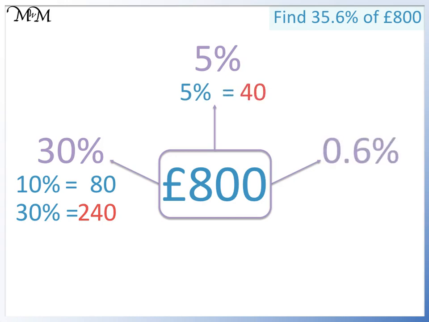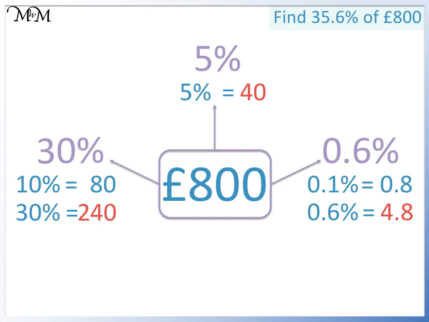Finally, we'll look at 0.6%. 0.1% of 800 is 0.8, because 800 divided by 1,000 equals 0.8. To find 0.6%, we multiply by 6. 8 times 6 equals 48, so 0.8 times 6 equals 4.8.